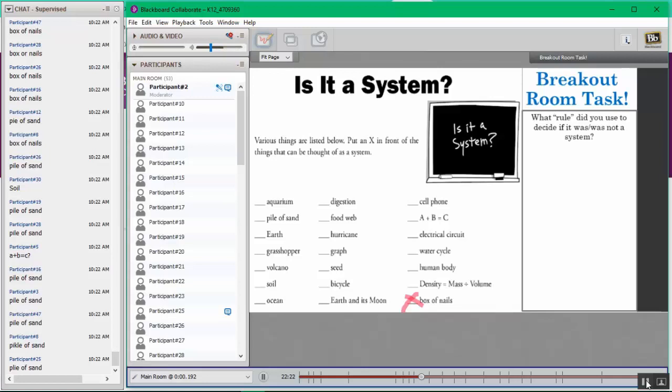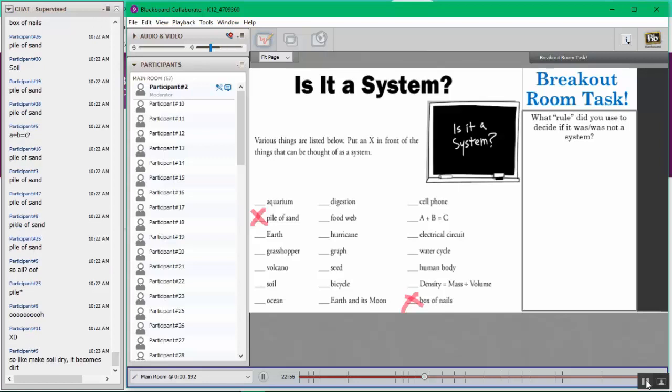So here's my explanation, okay? A lot of you were saying things that work together, a network, things that can be divided into several parts. And you are all really on the right track, because if you take the pile of sand example, if you remove some of the sand, it's still a pile of sand at the end of the day, right? If you take one nail out of the box, it's still a box of nails. The parts of the sand or the parts of the nails in the box do not interact with each other and therefore do not rely on each other, therefore it is not a system.